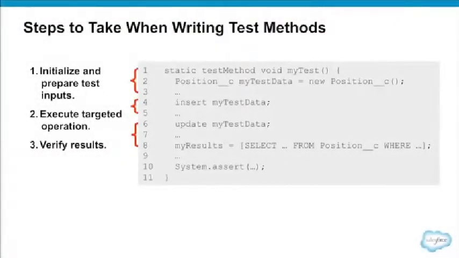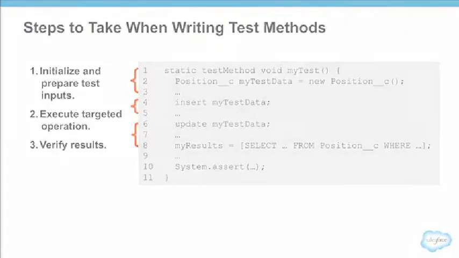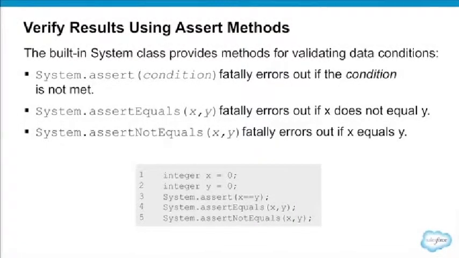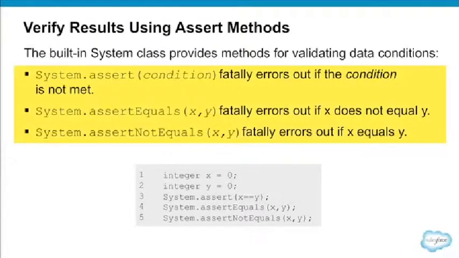And then finally, our third step is to verify the results. So we're going to verify the results of running the test, make sure that it behaved in a way that we expected it to. Okay? When we're verifying that our code worked properly, well, how do we do that? Well, the way that we do that is through assertions. There are 3 methods that are available to you: system.assert, assert equals, and assert not equals.